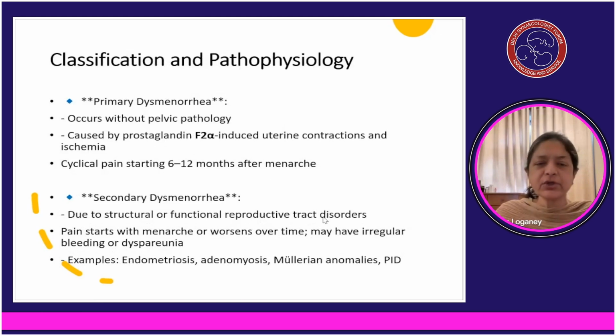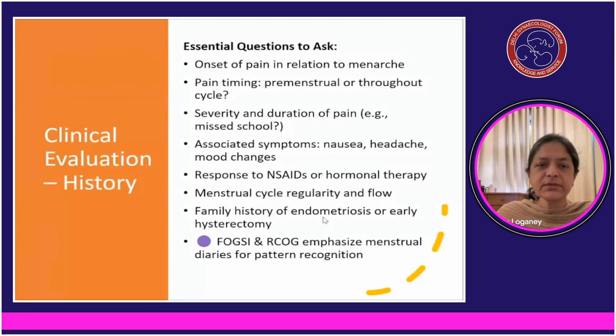Then coming to classification and pathophysiology, there is primary dysmenorrhea. It is caused by prostaglandin F2 alpha induced uterine contractions and ischemia, and the cyclical pain starts 6 to 12 months after menarche. The secondary dysmenorrhea is due to structural and functional reproductive tract disorders. Here, the pain starts with menarche or worsens over time and may have irregular bleeding and dyspareunia in case the adolescent is sexually active.